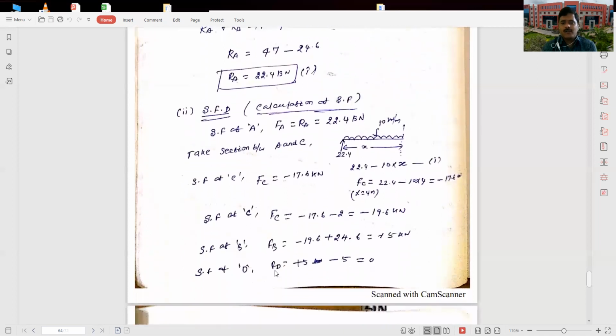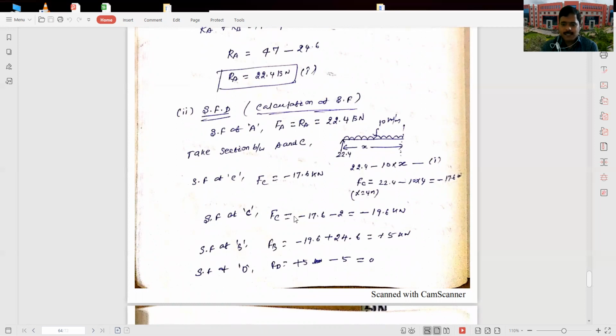Right? Now, after finding out the reactions, we can go for the SFD, shear force diagram. How to draw the shear force diagram? Right? For that, you need to calculate the shear force value.